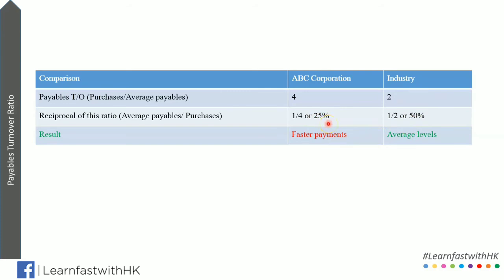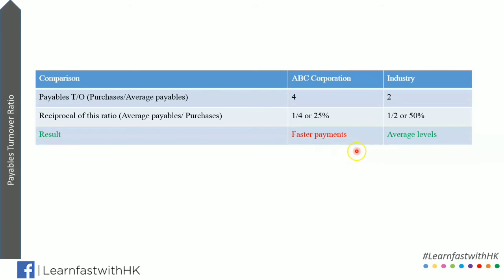already been paid. On the other hand, for the industry it is 50%, which means that on average, the industry paid off 50% of its payables, while another 50% are still left to be paid. It seems that ABC Corporation is paying off its suppliers faster than the industry average.